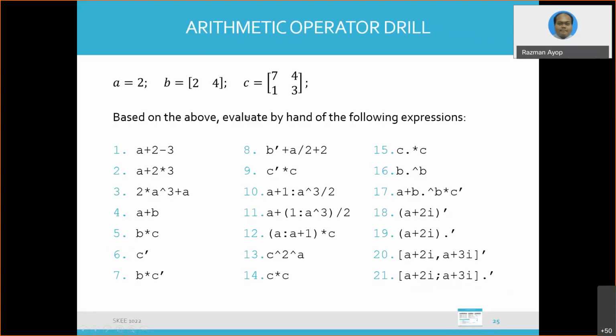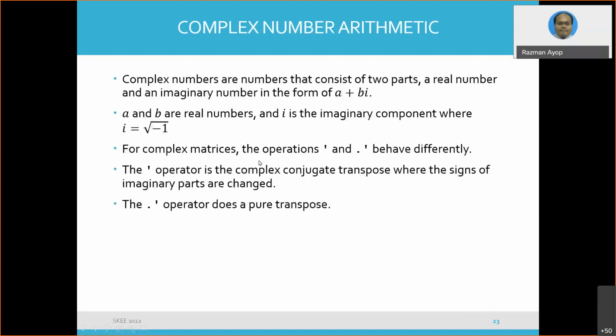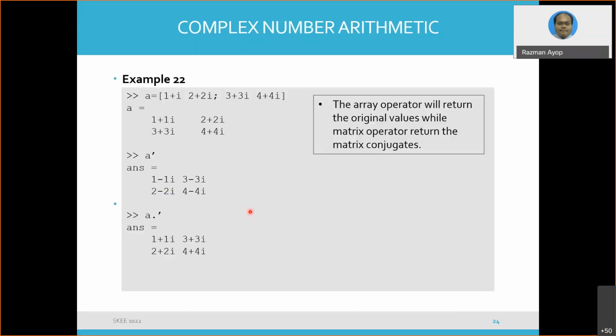Okay, complex numbers are numbers that consist of two parts. Remember, a complex number is a plus bi, and i is the square root of -1. Okay, for complex numbers, if you put this one and this one, they will behave differently. This one is the matrix operation. This one is the array operation. So make sure you know the difference. So this is the complex number.